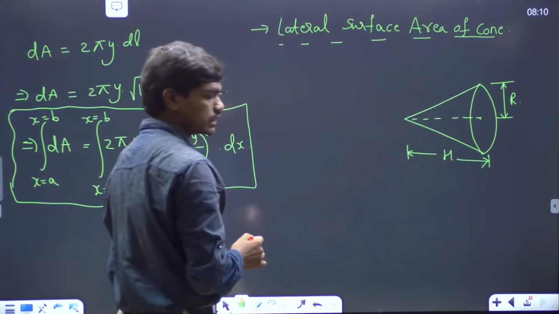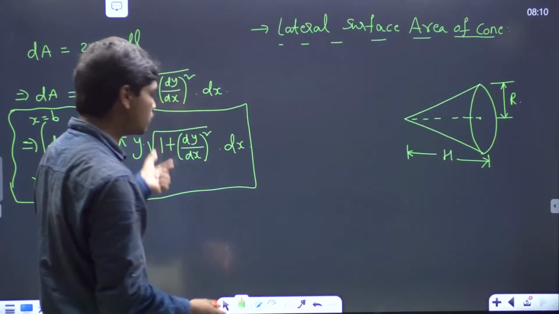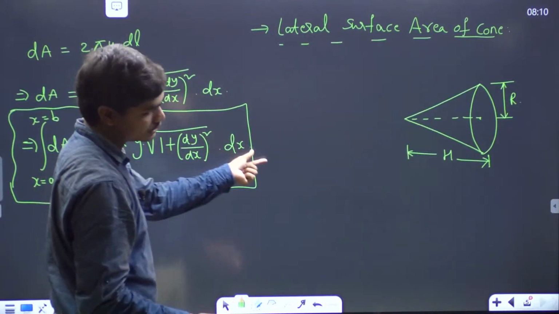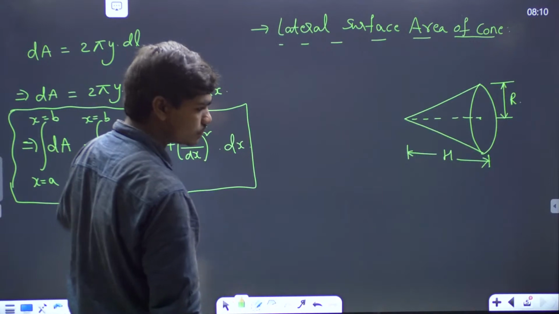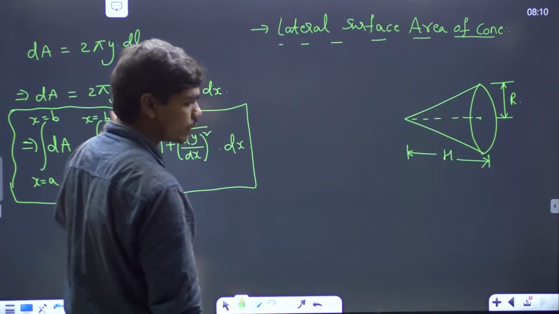if a function f of x is revolving about the y-axis, it is simply 2 pi x into square root of 1 plus dx by dy whole square dy. Okay, the limits of integration are y limits, y1 to y2.